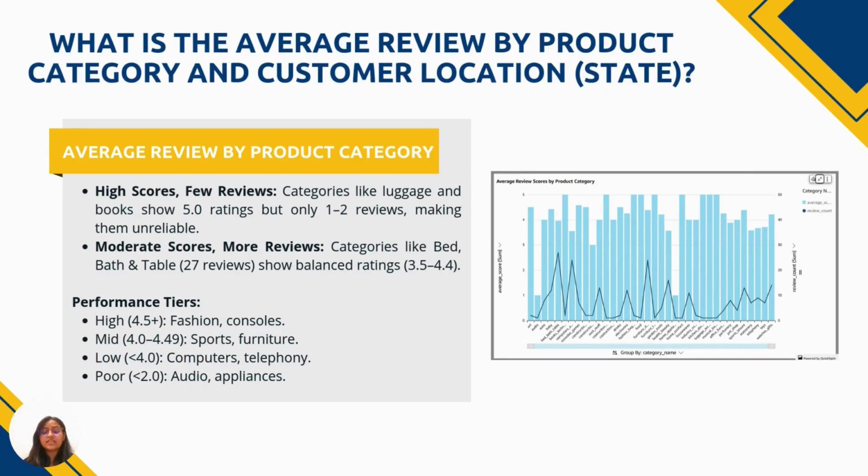Average review by product category. Categories like luggage, accessories, and musical instruments scored a perfect 5 but lacked review volume for reliability, while popular categories like bed, bath, and table had balanced scores. The technology category underperformed, and the high performers were fashion and games. It is important to focus on these underperformers.